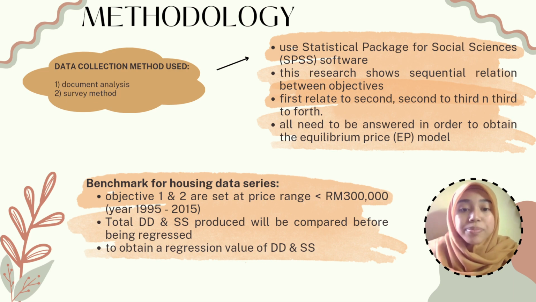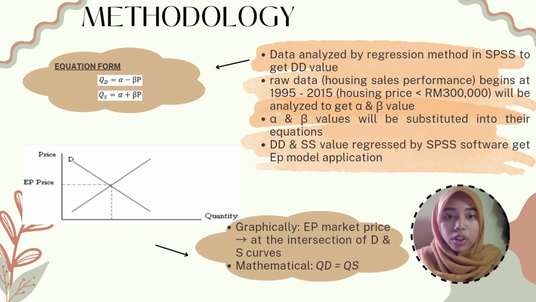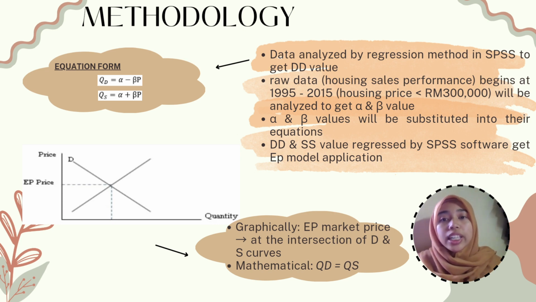So we can see that the document analysis is for objectives first and second, and the survey method is for the objective third. Continuing from before, later the demand and also the supply curve will be developed to get the equilibrium price for the affordable housing market in Malaysia. Later, the data will be analyzed by using the regression method in SPSS to get the DD value. The raw data for the housing sales performance begins at 1995 until 2015, where we have set the housing price below 300,000, and will be analyzed to get the alpha and also beta value.